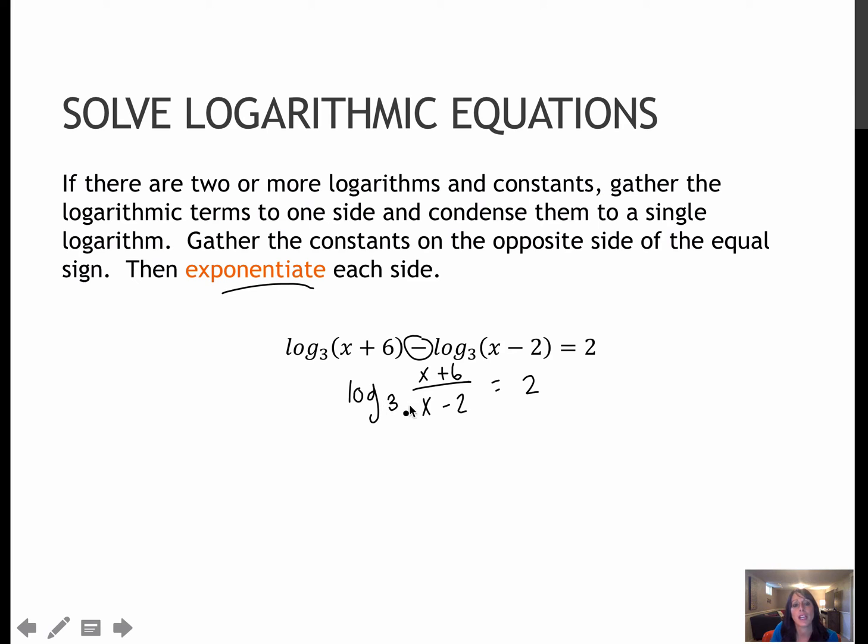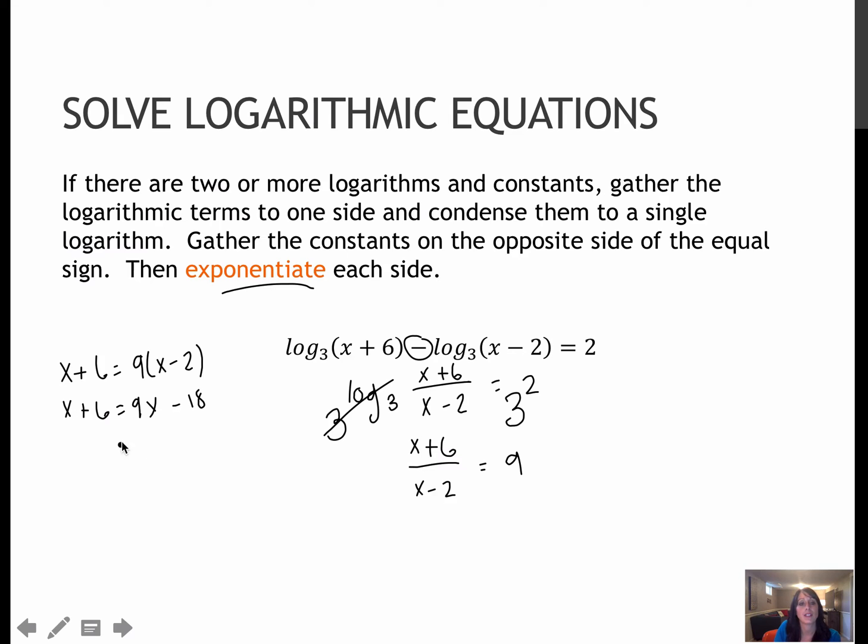So again, I'm looking at the base here. I'm saying let's make this 3 to all of that power and 3 to that power. So this side cancels out, and I get x plus 6 over x minus 2. This side is 9. And then from here, I'm just going to solve. So I would multiply each side by x minus 2. So that gives me x plus 6 equals 9 times x minus 2. I would distribute.